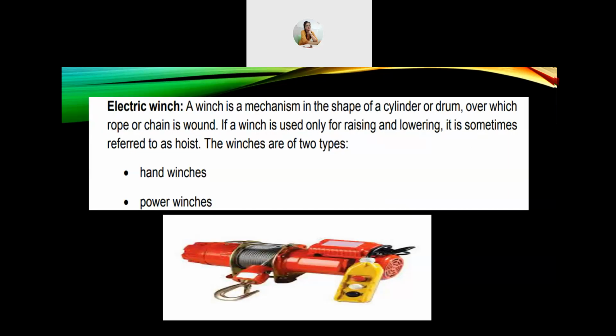Next, electric winch. A winch is a mechanism in the shape of a cylinder or drum over which rope or chain is wound. If a winch is used only for raising and lowering, it is sometimes referred to as a hoist. The winches are of 2 types, hand winches and power winches.